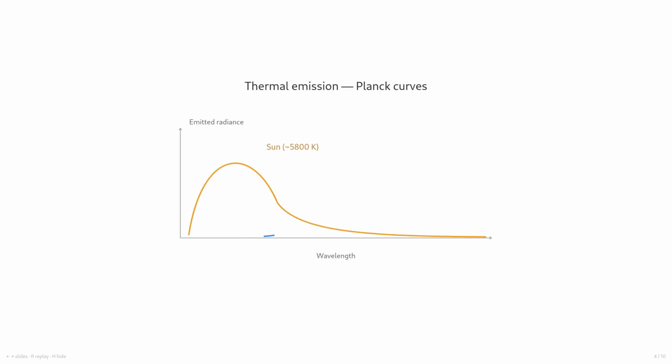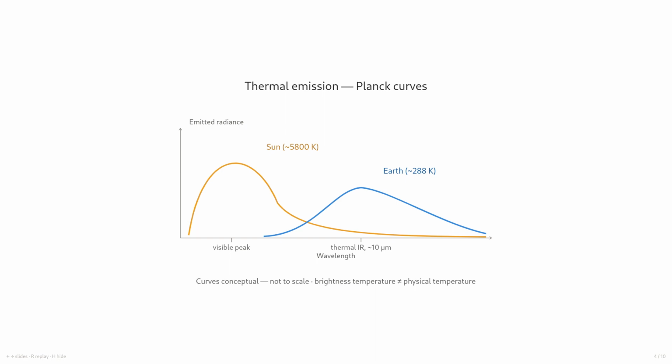Every object above absolute zero emits radiation, described in the ideal case by Planck's law. Hotter objects emit more, and their peak shifts to shorter wavelengths. You can see that here the Sun near 5800 Kelvin peaks in the visible wavelength. The Earth near 288 Kelvin peaks in the thermal infrared wavelength around 10 micrometers.